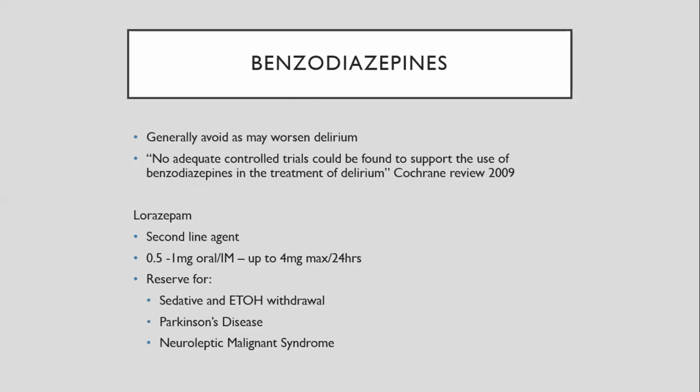Benzodiazepines I generally avoid. The Cochrane review in 2009 says that there's no adequate control trials to support the use of benzodiazepines, but in somebody who's withdrawing from alcohol, is having sedative withdrawal, or who has Parkinson's disease, it may be a slightly better option. And again, low dose, because you can always give more.